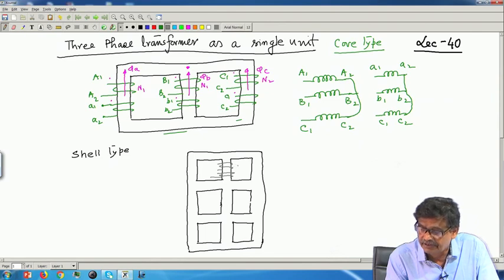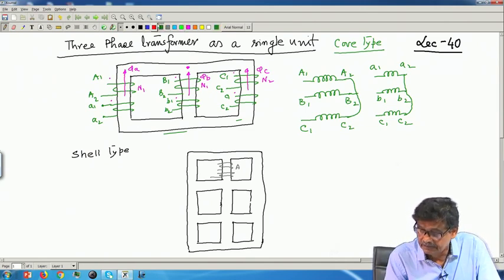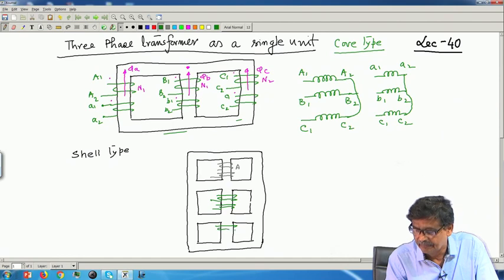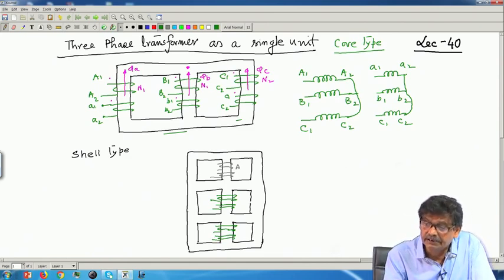Similarly, this is for A phase. I am not going to mark the terminals, it will become too clumsy. So, this is for A phase, say I will take this color, and this is for say B phase, its primary, its secondary, and C phase, primary, secondary. Got the point?